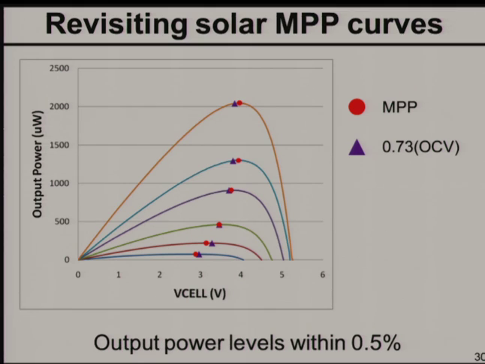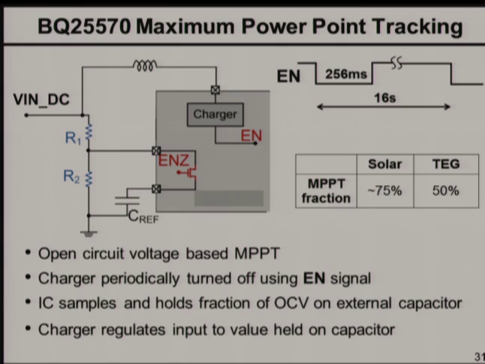Now, as I said, we did look at the solar cell MPP curves. An interesting observation here is if you plot a constant fraction of the open circuit voltage of the cell, in this case, for this cell, it was around 73% of the open circuit voltage, you see it lines up very close to the maximum power point of this solar cell itself, in fact, to within 0.5%. So what this is used for is, I'll describe how the maximum power point tracking is done.